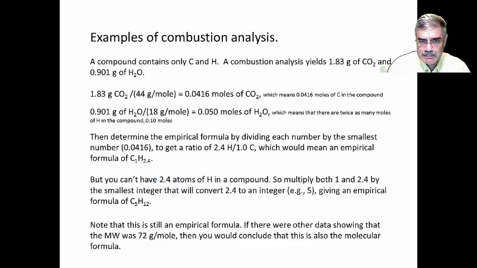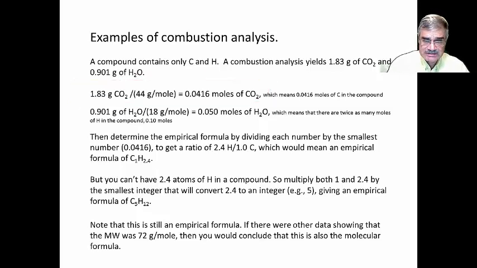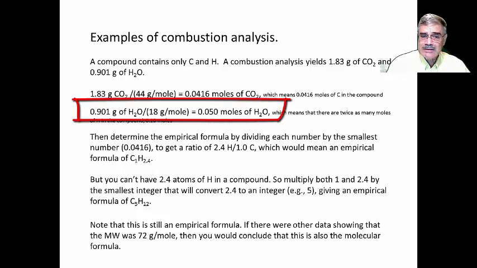So the first example, we're given a compound that we're told contains only carbon and hydrogen, and we perform a combustion analysis and collect 1.83 grams of carbon dioxide and 0.901 grams of water vapor. So, as we said, we take the number of grams of carbon dioxide, divide by the molar mass of carbon dioxide, which happens to be 44, to get the number of moles of carbon dioxide produced in the combustion analysis, 0.0416 moles, and we rationalize that there must have been the same number of moles of carbon in that sample that we burned.